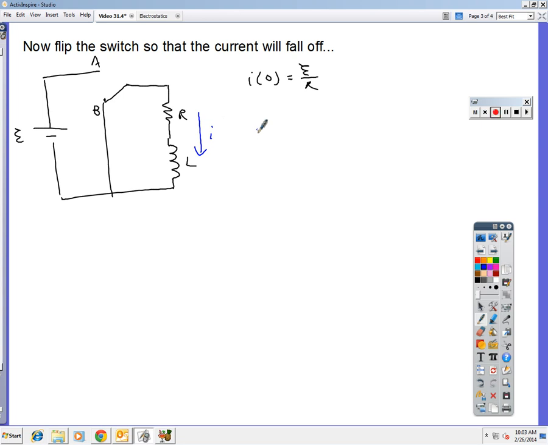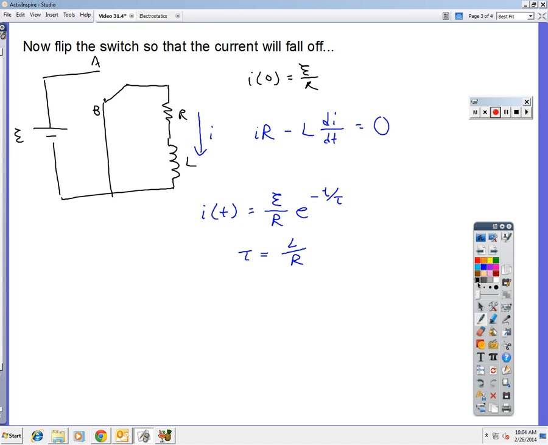This time we have IR minus L di/dt equals 0. It's a similar differential equation to the last one, but because the battery's not in it, you don't need to do a change of variables, and it's a little bit easier to solve. You should do that on your own. The solution you should get is I as a function of t equals E over R times e to the negative t over tau, where tau is defined in the same way it was before as L divided by R.